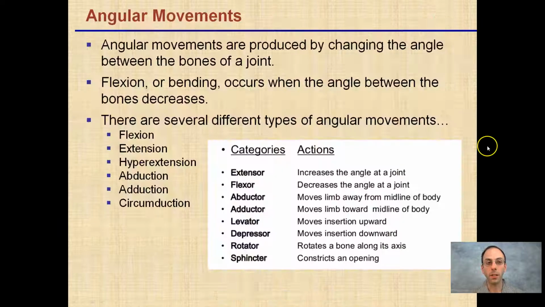So starting with just some of the background, we have our angular movements. What is that? Well, angular movements are produced by changing the angle between bones of a joint. When we have bending occurring, that's when the angle between bones decreases. Here's some of the categories we're going to be looking at: extension, flexion, abduction, adduction, and so on. And here's the description. Hopefully you find the GIFs a little bit more interesting and memorable to be able to make connections between these categories.